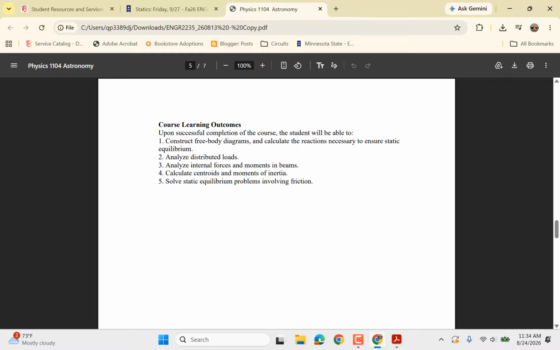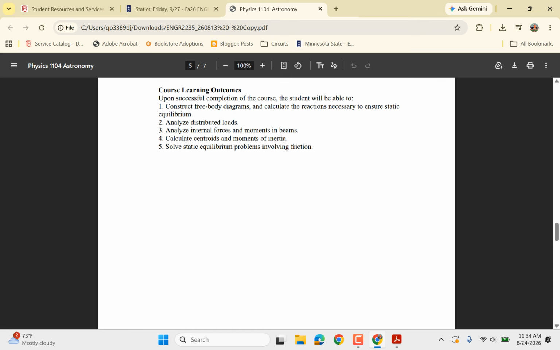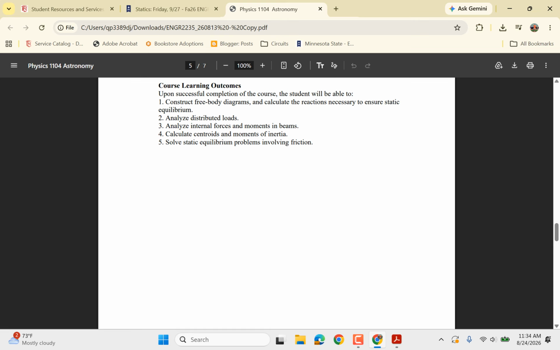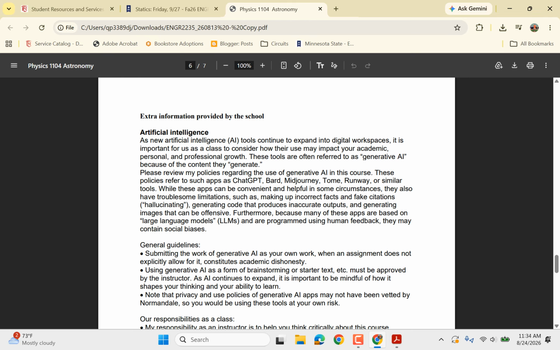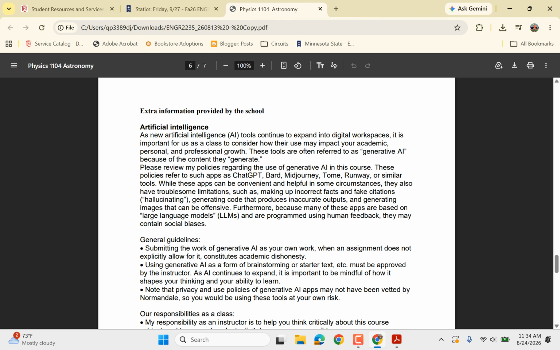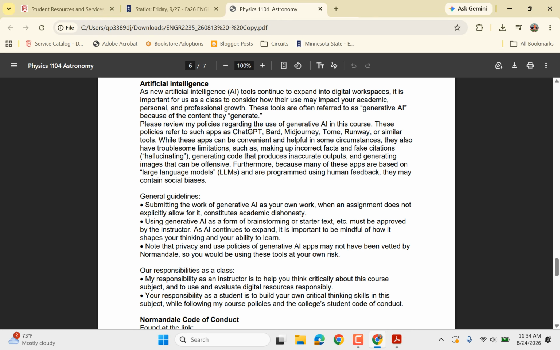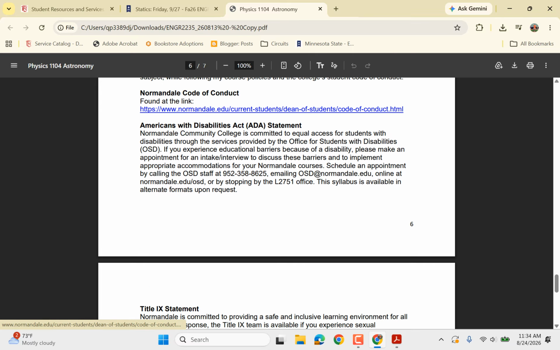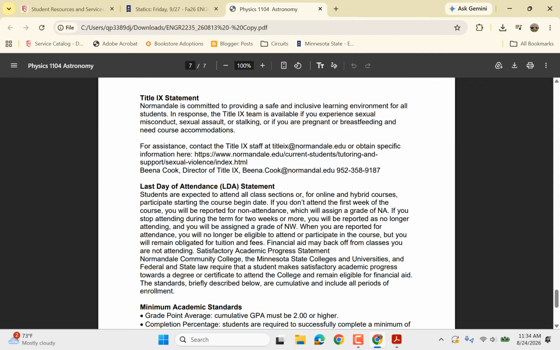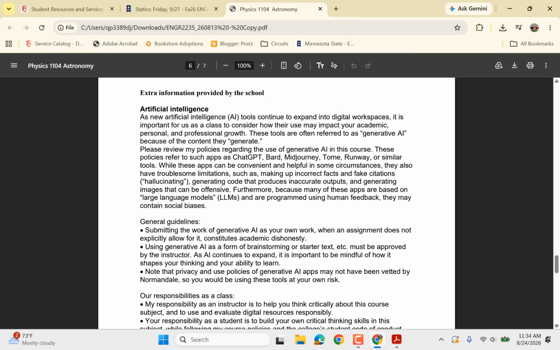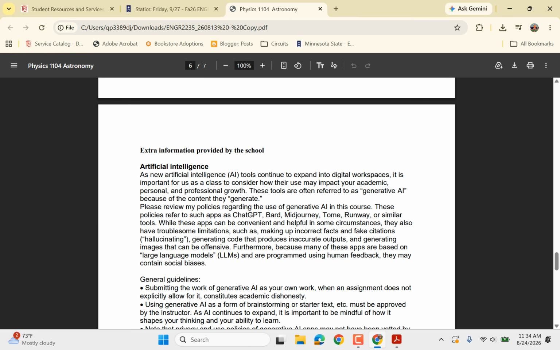And then everything else on here is stuff that Normandale requires to be on the syllabus. So it's like Normandale information. You can read through these. I think there is some useful information here, but I'm not going to read through it right now. There's the school policy on AI, Normandale Code of Conduct, some information about the OSD office, which is a really useful resource with very helpful people, Title IX statement, stuff like that.